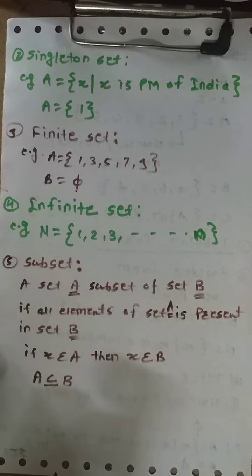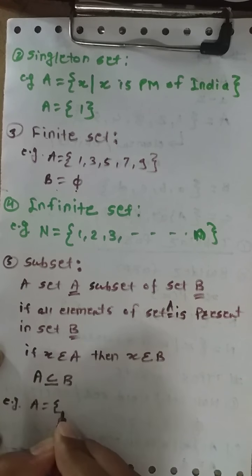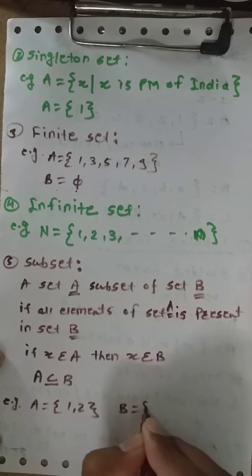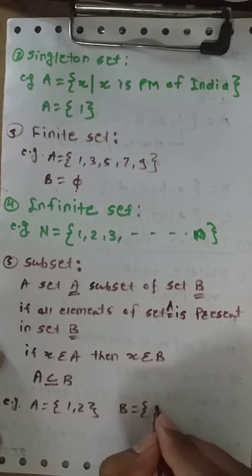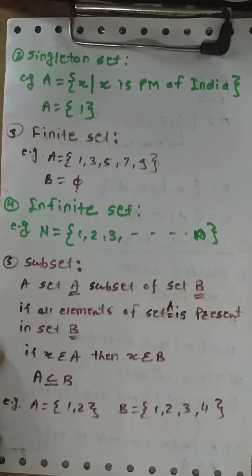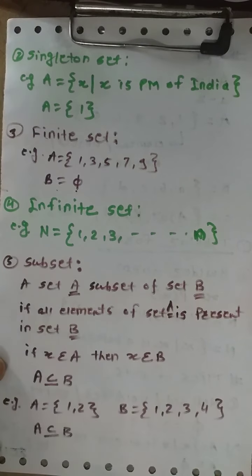Example: consider A = {1, 2} and B = {1, 2, 3, 4}. Then we can say that A is a subset of B.